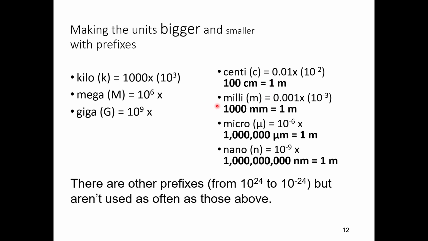So then similarly, the milli, you need 1,000 millimeters to equal 1 meter. Micro, you need 1 million micros to equal that thing. And then you need 1 billion nanos to equal that thing. Okay.